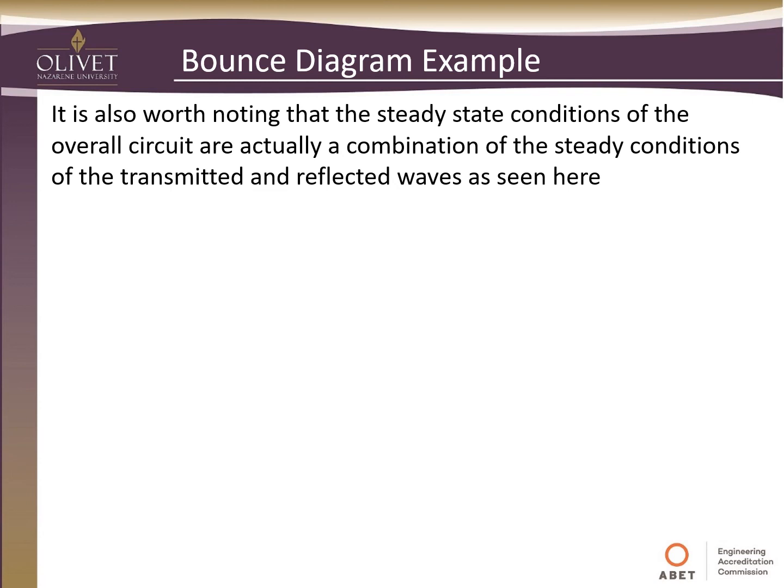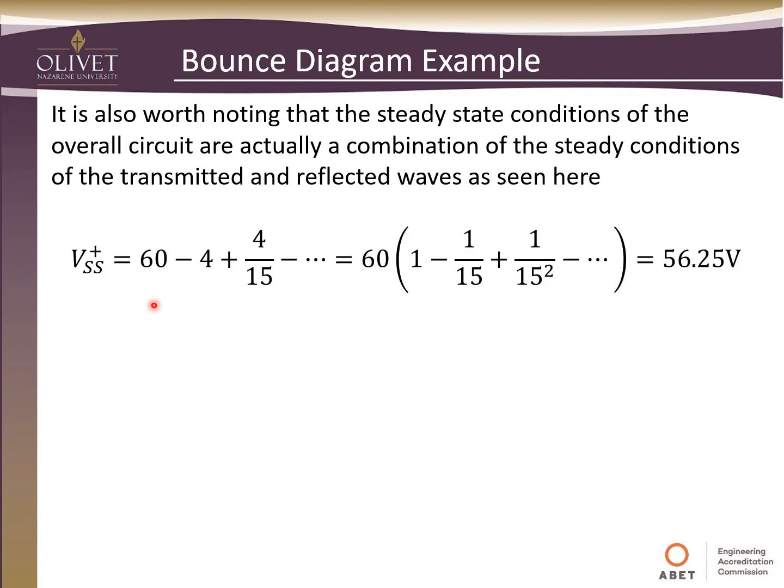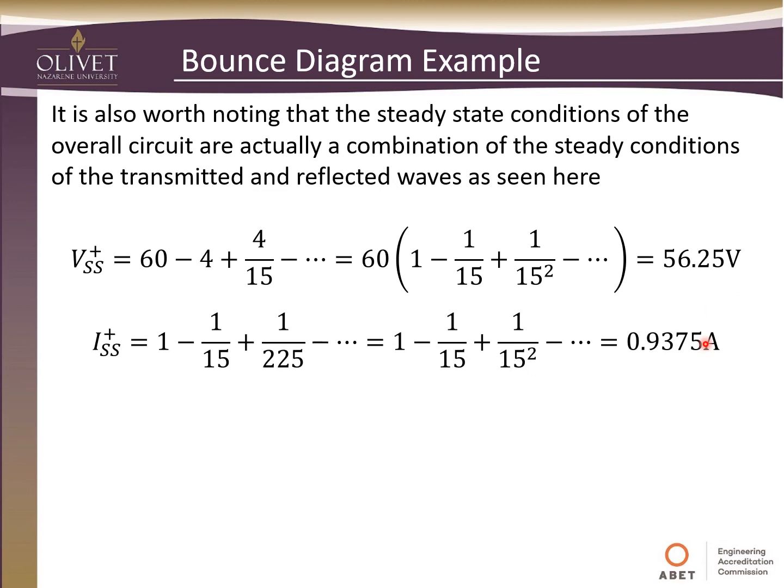So it's worth noting that the steady state condition of the overall circuit is actually a combination of all the steady state conditions. So it's all these waves and reflected waves added together. We can see that here. Our voltage at the source is 60 minus 4 plus 4/15, and so on and so forth. What this really is, is 60 times 1 minus 1 over 15 plus 1 over 15 squared, and so forth, until we get to 56.25 volts.